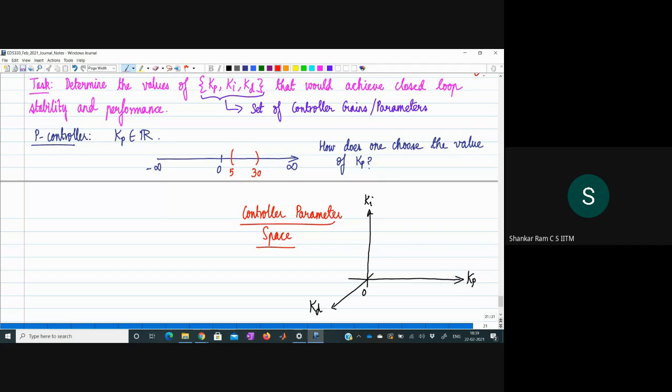So what is this PID controller, what are the characteristics associated with the PID controller, and what are some corresponding questions to ask? All right. Any questions based on this?